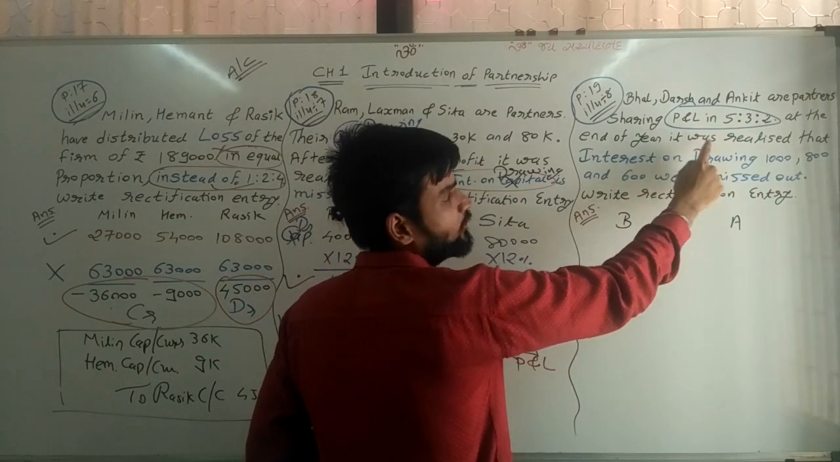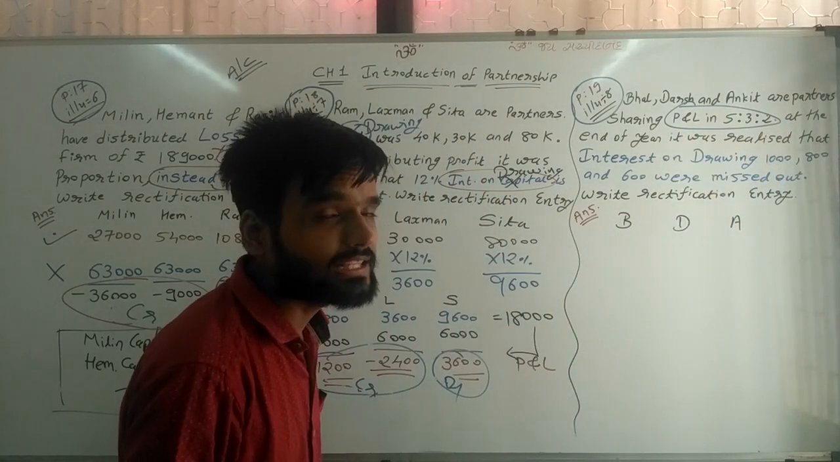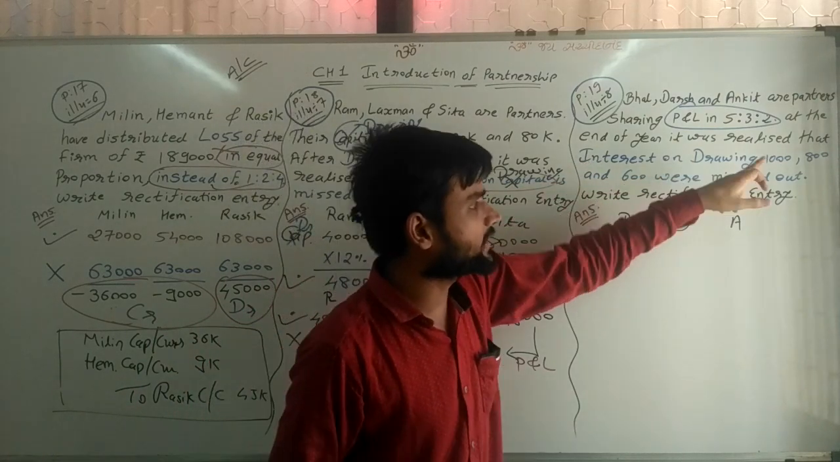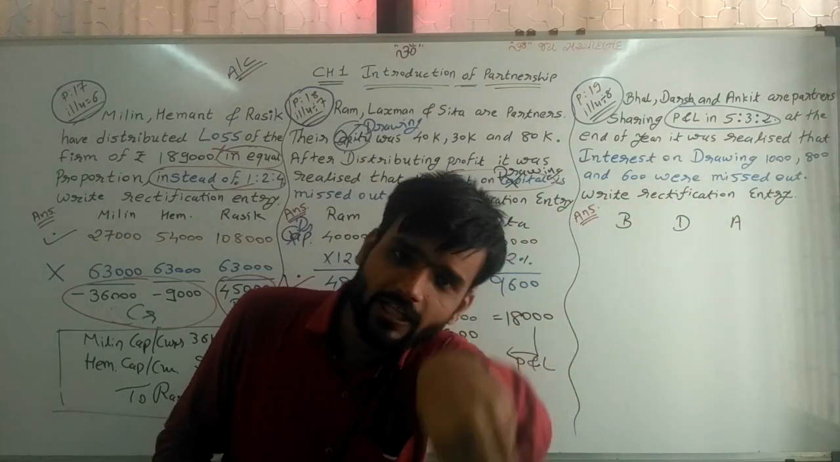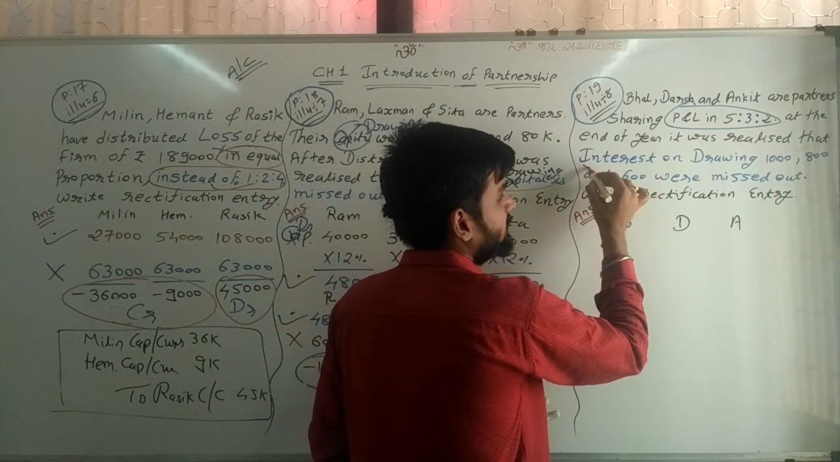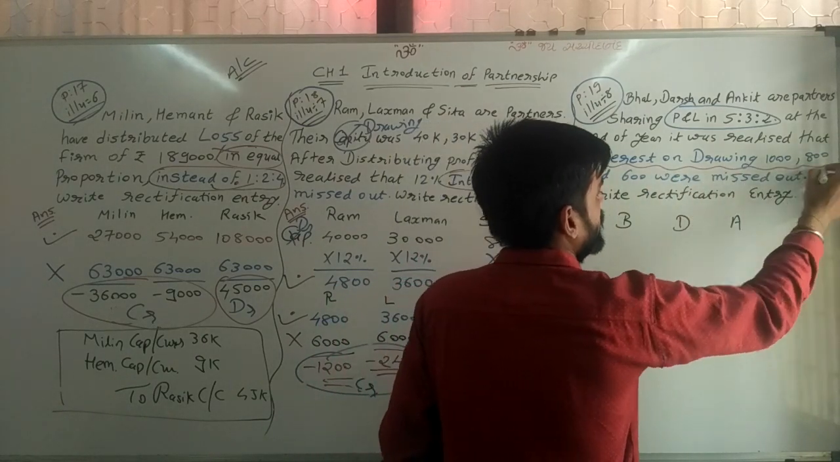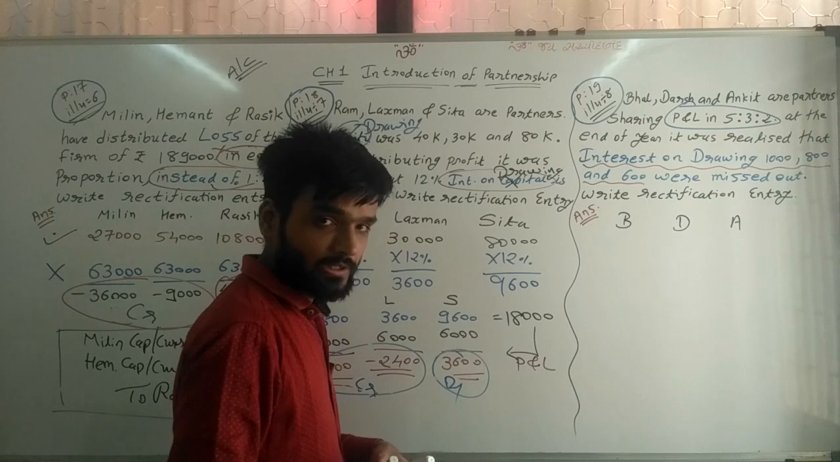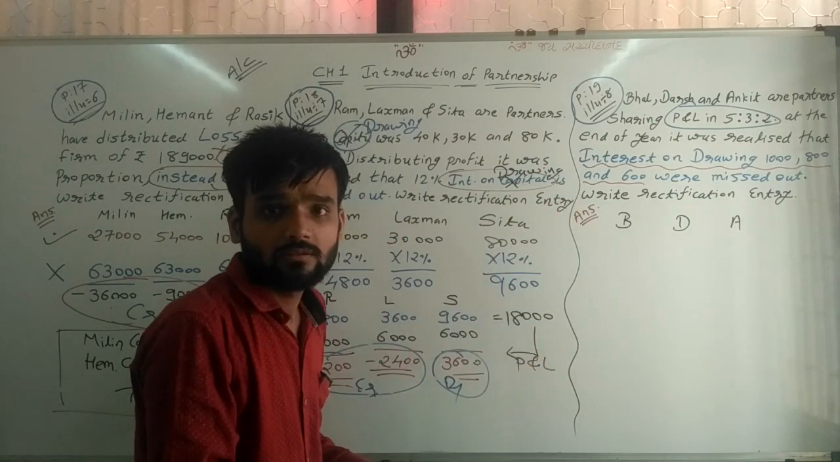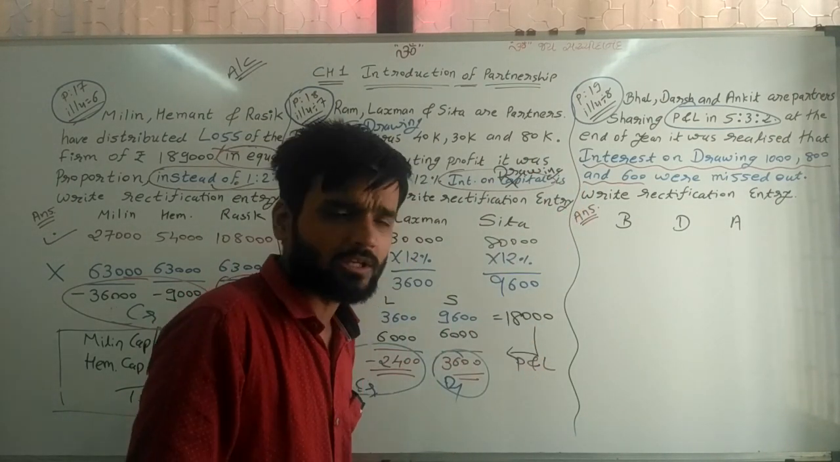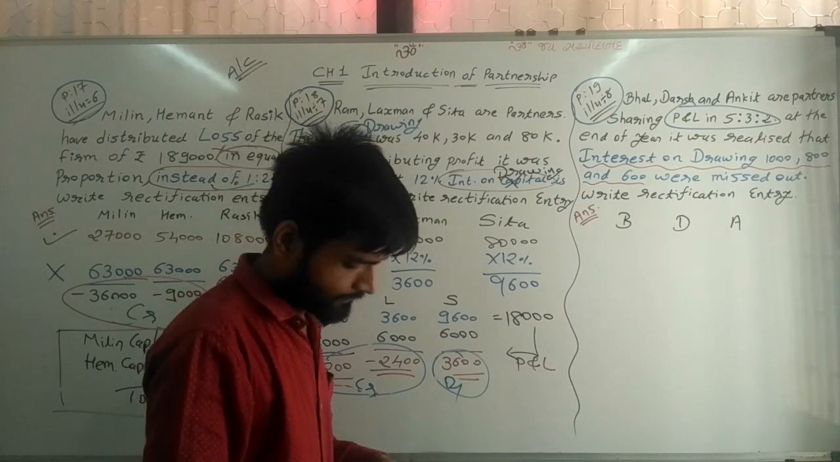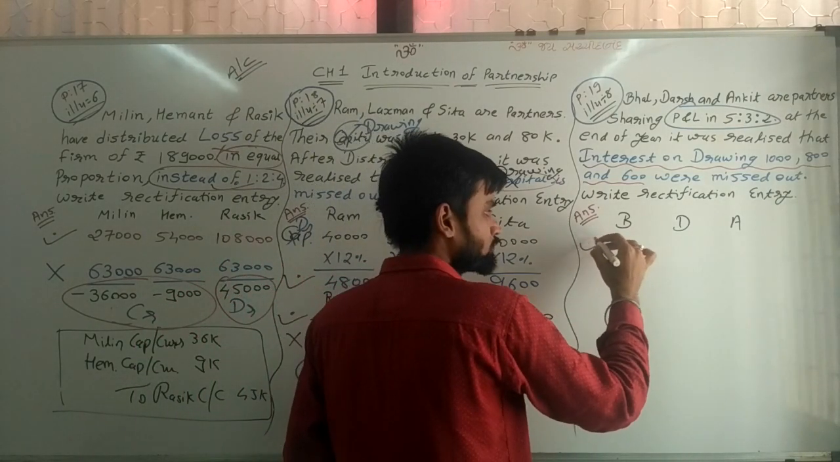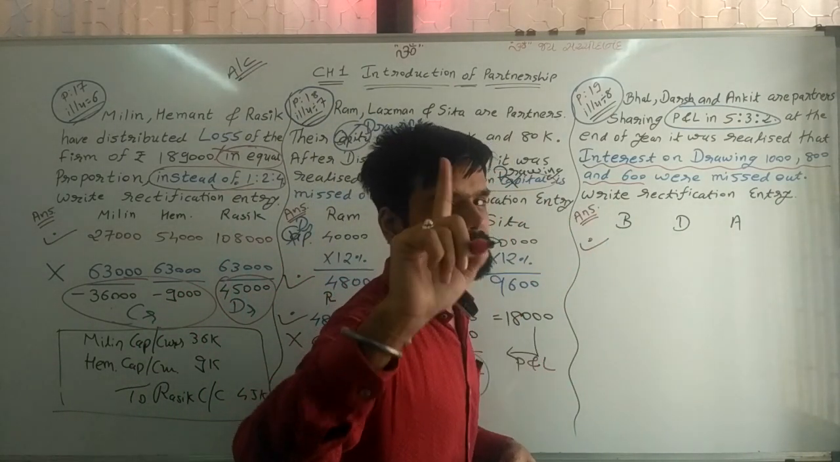At the end of the year, it was realized that interest on drawing of 1000, 800 and 600 was missed out. It means these are the correct values. Interest on drawing is directly given. We don't need to find interest on drawing, and these are the correct values. So write the correct values first.